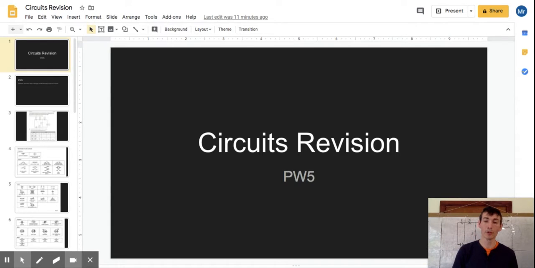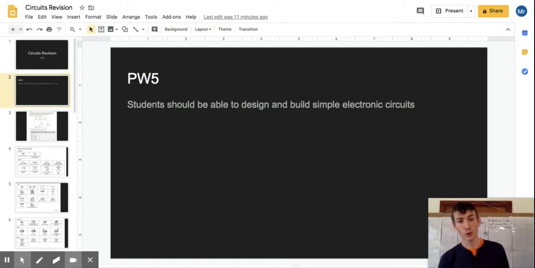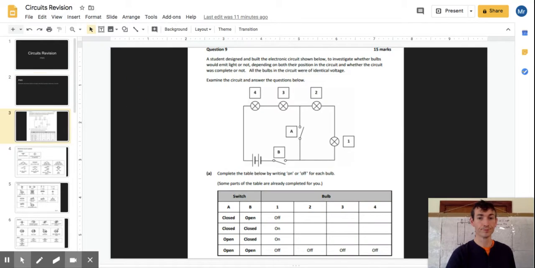Okay, quick bit of revision on circuits. This is Physical World 5. Students should be able to design and build simple electronic circuits. We're going to do this revision by answering this exam question.